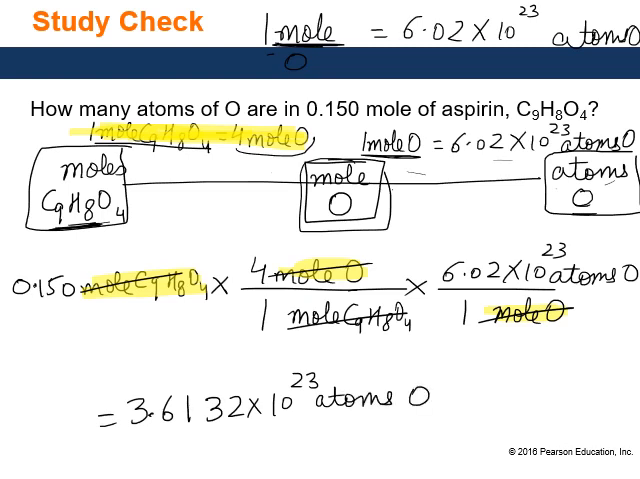Now I decide how many sig figs I want. This has 1, 2, 3 sig figs. This in the middle, we don't care about sig figs because it's a fixed number. This is also a fixed number, so we don't care about sig figs. How many sig figs I finally want is 3. So 1, 2, 3. My number should end here, which will give me 3.61 times 10 raised to power 23 atoms of oxygen.